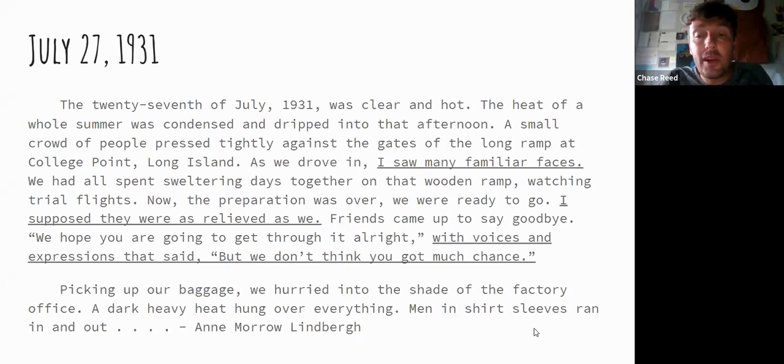Picking up our baggage, we hurried into the shade of the factory office. A heavy, dark heat hung over everything. Men in shirt sleeves ran in and out. So tell me about the detail. What's vivid? It has to have those two things, vivid detail. Identify some vivid detail in there.